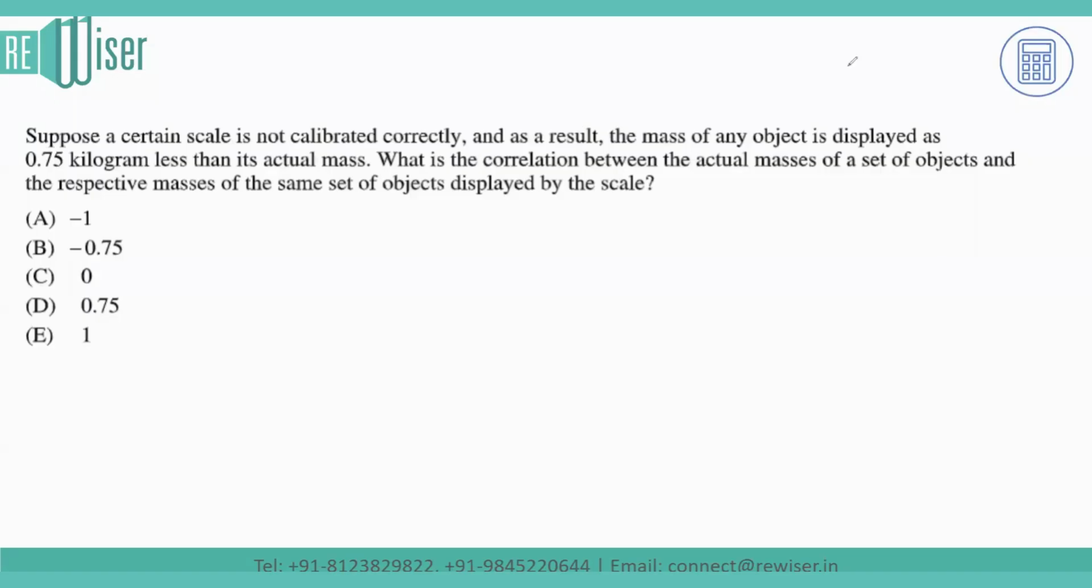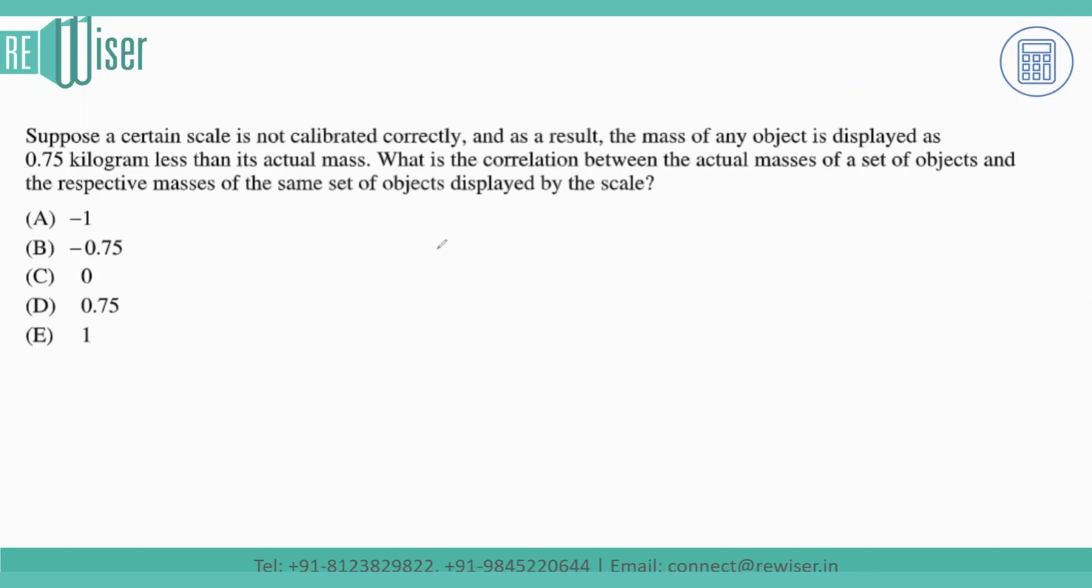Suppose a certain scale is not calibrated correctly, and as a result, the mass of any object displayed is 0.75 kilogram less than its actual mass. What is the correlation between the actual mass of the set of objects and the respective masses of the same sets of objects displayed by the scale?